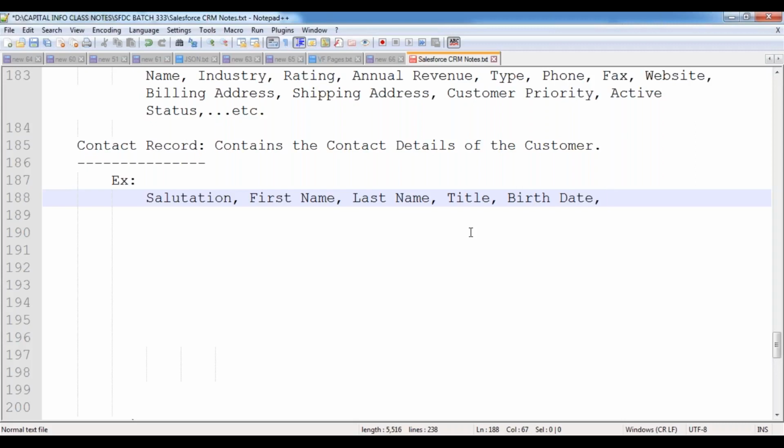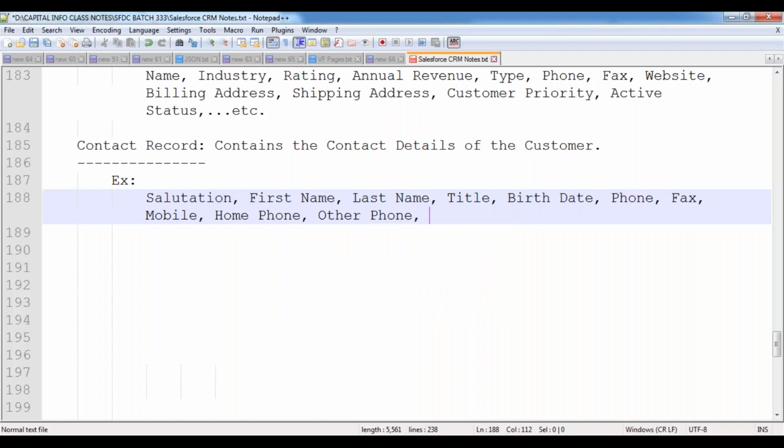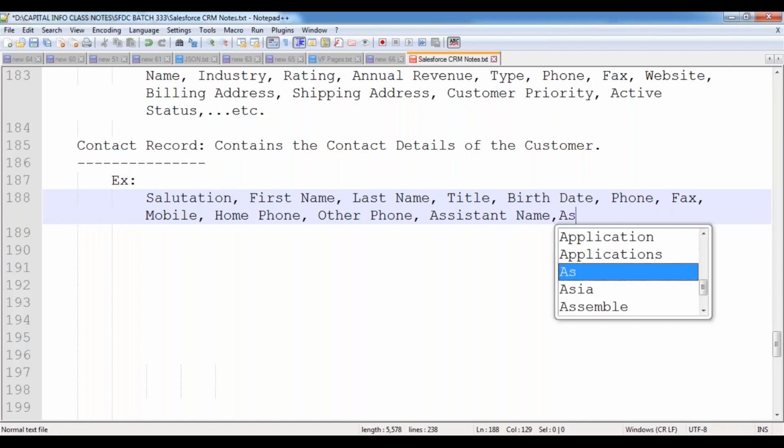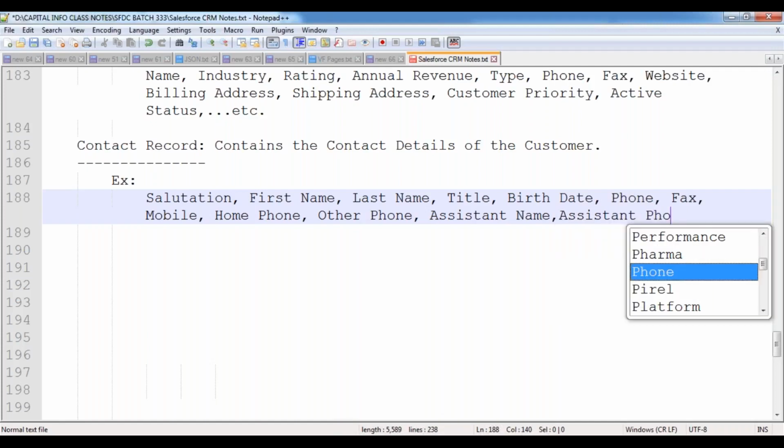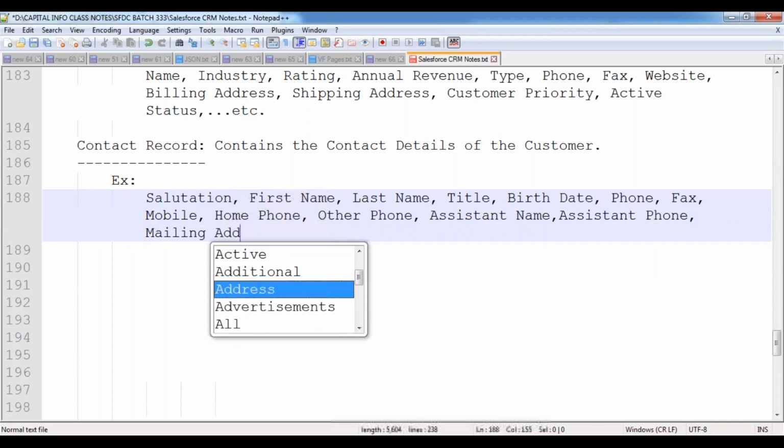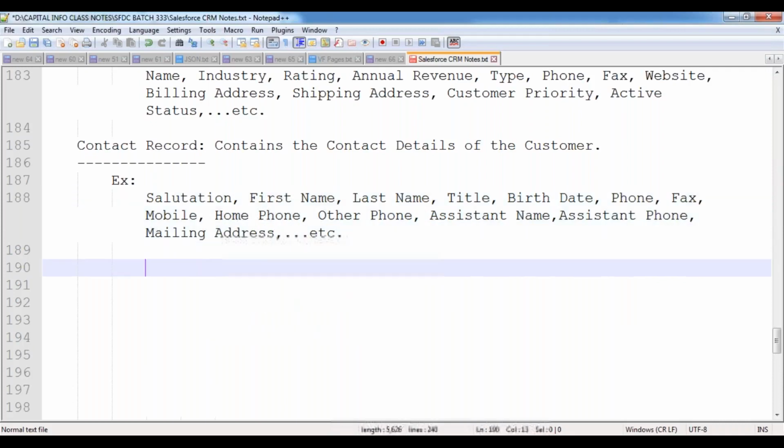And then the phone number of the customer, fax number, his mobile number, his home phone. What is his home phone number? Other phone, if he has any other phone numbers. Assistant name. If he is a VIP person, he may have some assistant, a personal assistant, PA. So what is his PA's name and assistant phone number? And the mailing address, nothing but his exact address to contact this person. To meet the person, all this information we are collecting through the contact record. So the contact record contains all the contact details to be used to contact the customer.